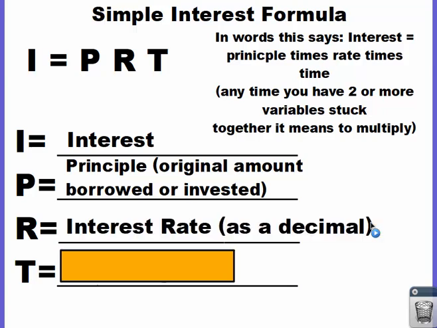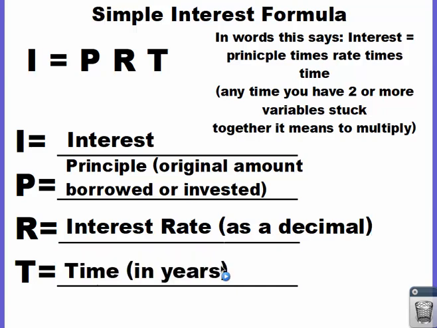R stands for the interest rate. Now, the interest rate, when you're doing the math and the formula, must be in the form of a decimal. And then T stands for time. And in this particular formula, time does need to be in the form of years. So let's see if we can do a few calculations.